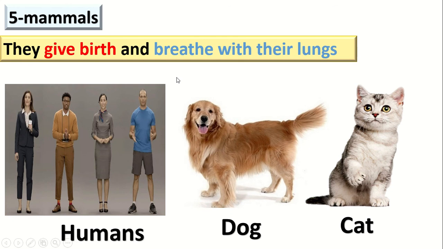Now let's go to number five, the last group, which is mammals. The mammals are also vertebrates, they have a backbone. They give birth. Give birth means make a baby inside their tummy. They do not make a baby in an egg, they make a baby in their tummy and give birth. They breathe with their lungs also. So the mammals breathe with their lungs and give birth, like humans, dogs, and cats. So these are the five groups of vertebrates.